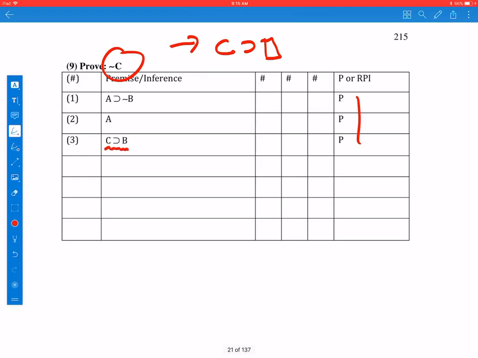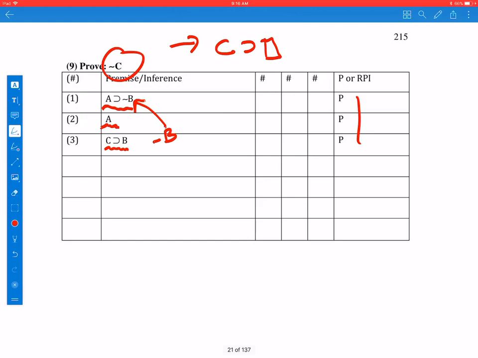So there's the conditional I'm looking for, C then B. So I can get a not C out of line 3 if I can find a not B and do a modus tollens with it. So now my goal is to find a not B. And I notice there's a not B on line 1, but it's part of a conditional. It says if A, then not B. So in order to say not B, I need an A. So that's what I look for next. And here it is. There's an A on line 2.